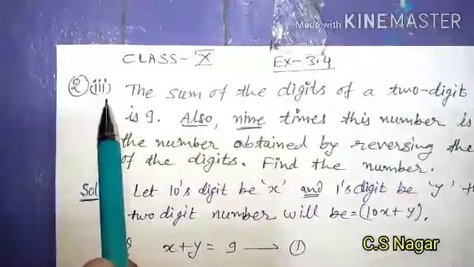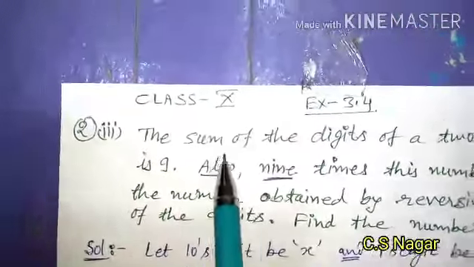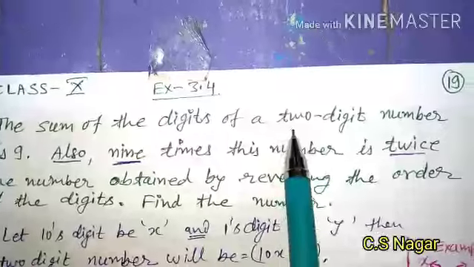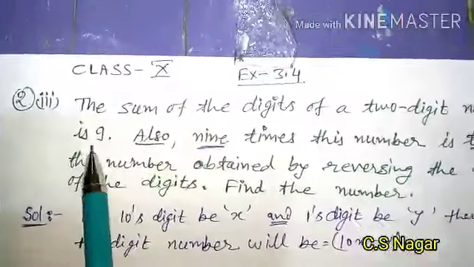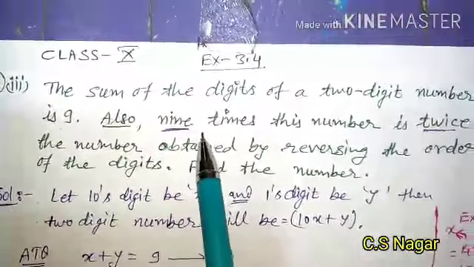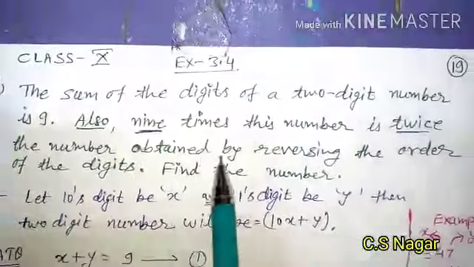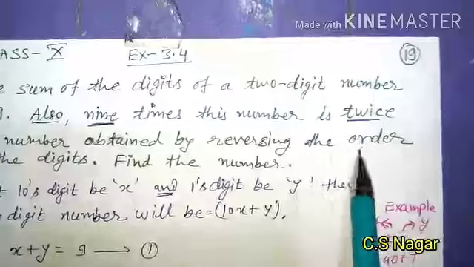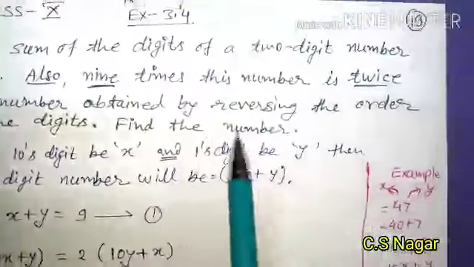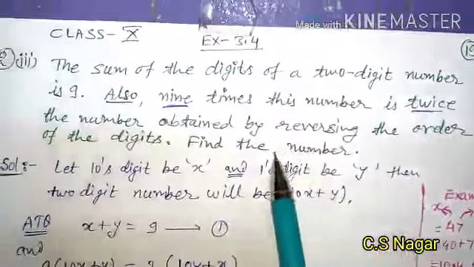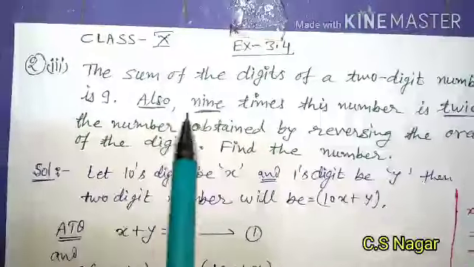This is question number 3. The sum of the digits of a 2-digit number is 9. Also, 9 times this number is twice the number obtained by reversing the order of its digits. Find the number. Once again, read the question.